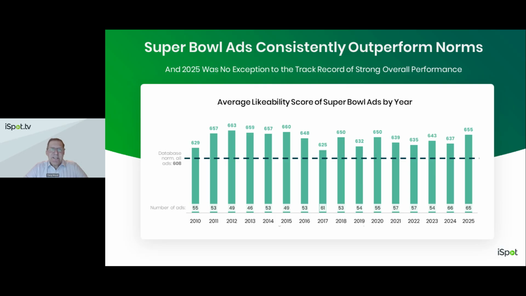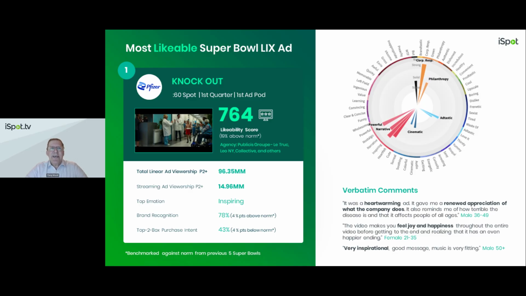And we are a syndicated ad testing service, so we test all ads that air nationally. We test about 12,000 ads per year, and we also see the database norm for all ads tested out in the wild. And one thing that stands out is Super Bowl ads consistently exceed advertising norms by a significant margin, and this year was no exception. The big game brings out the best and the brightest from the world of advertising, and 2025 was a good example of that. Let's get down to the ad level now and talk about some of those top performers.